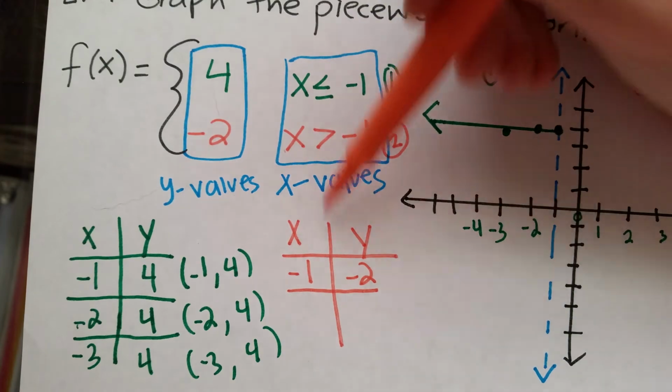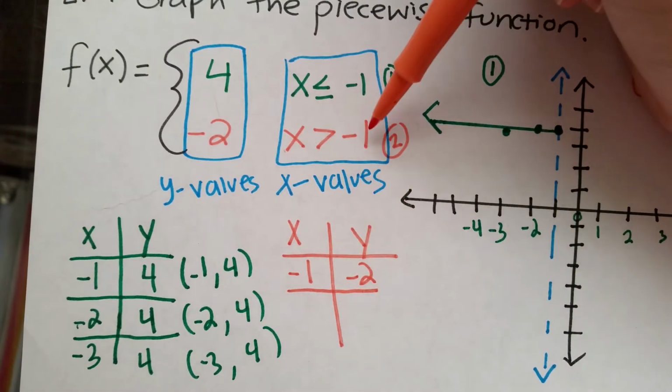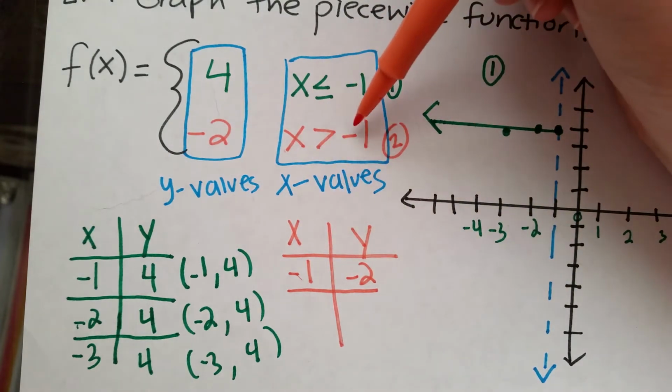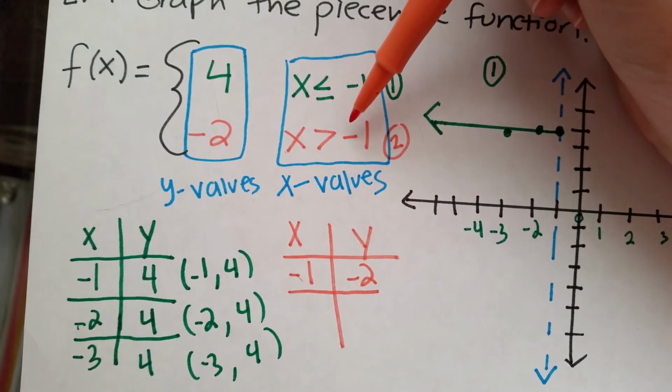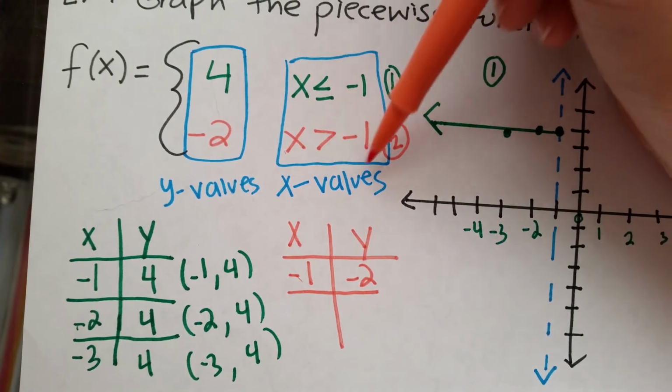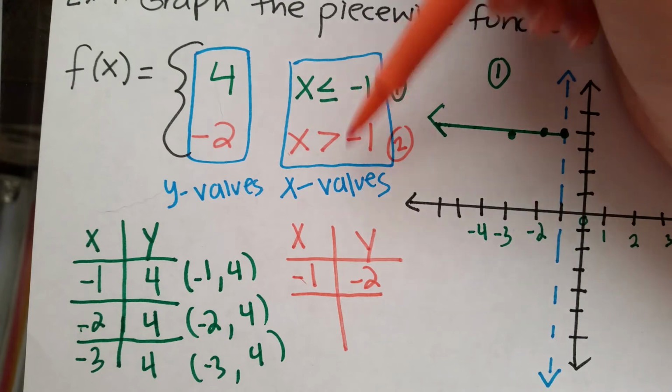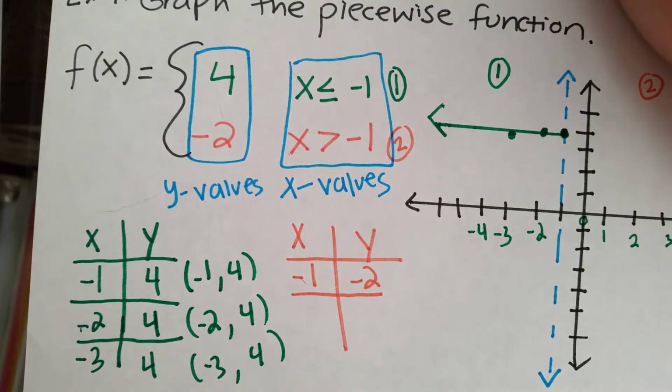Now I know that you're probably like, what are you talking about, Miss Long? Why is there a -1 in my table when it cannot equal -1? Well, when we graph this, this is our start point. Now it's not going to equal this number, so when we graph it, there'll be an open bubble, but this tells us where we start, so we are still going to include it in our table.